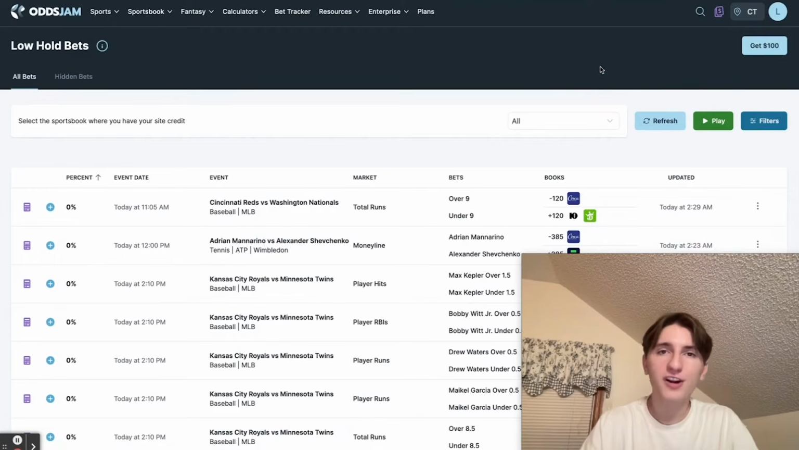All right, so here we are on another very useful OddsJam tool for you to get acquainted with, and that's the low hold tool. This is very similar to the arbitrage tool where you're going to be betting on both sides of a particular line, but there's one important difference. With the arbitrage tool, you're guaranteed to walk away with a profit. With the low hold tool, you're either going to walk away with a 0% return or a slightly negative return.